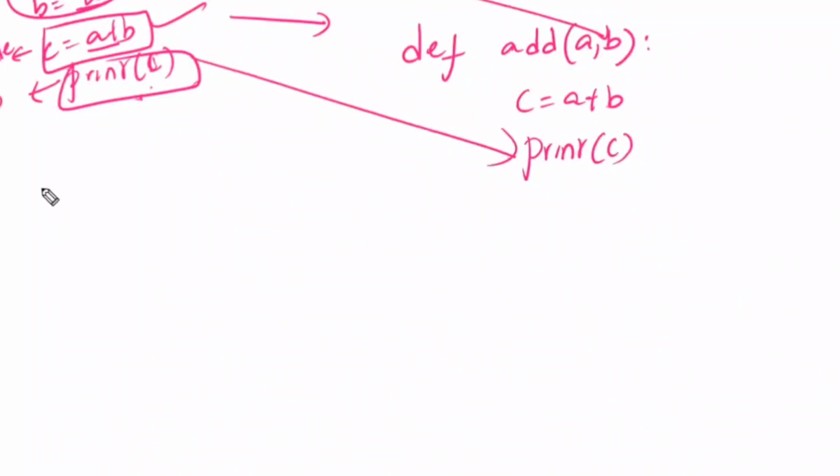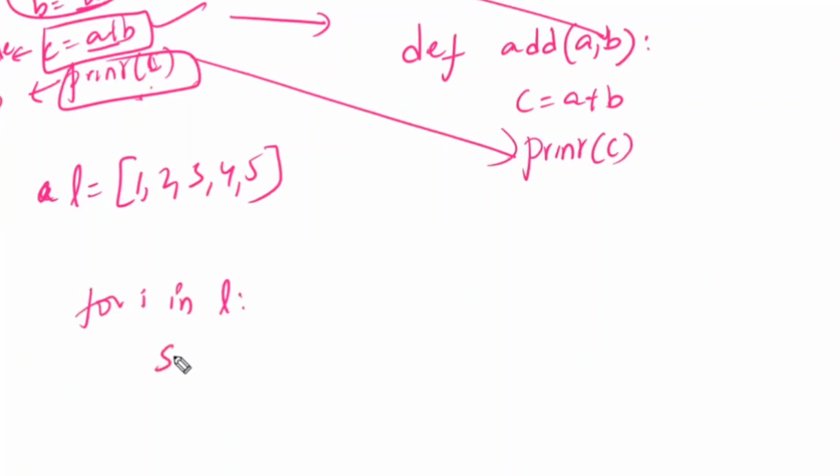Okay, let us take one more example. Let us take L, sir. L is equal to list of 1, 2, 3, 4, 5. Okay, 5 numbers are there. You have to do the sum of the numbers in the given list. What is the code we have to write for this? For I in L, S is equal to S plus I, and print the S value.